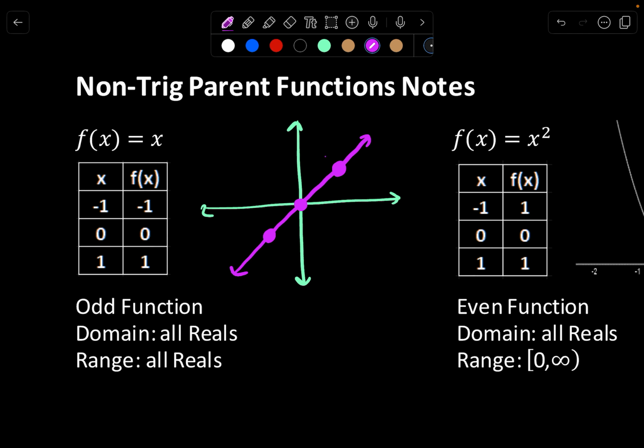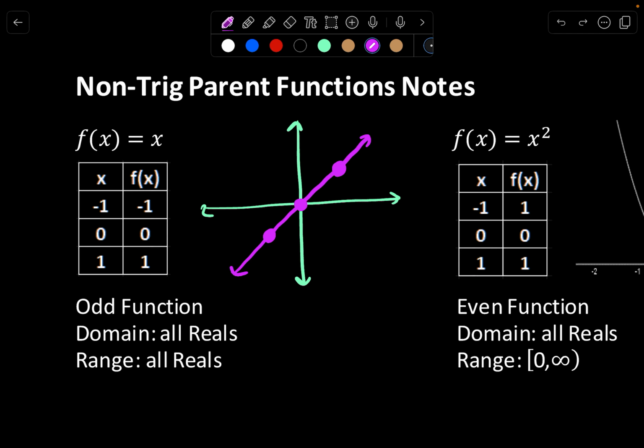With this one, we can see that we have that rotational symmetry. When I take this portion of the graph and rotate it 180 degrees around the origin, I can see that it's going to overlap itself. Therefore, f of x equals x is an odd function. You can use the degree.